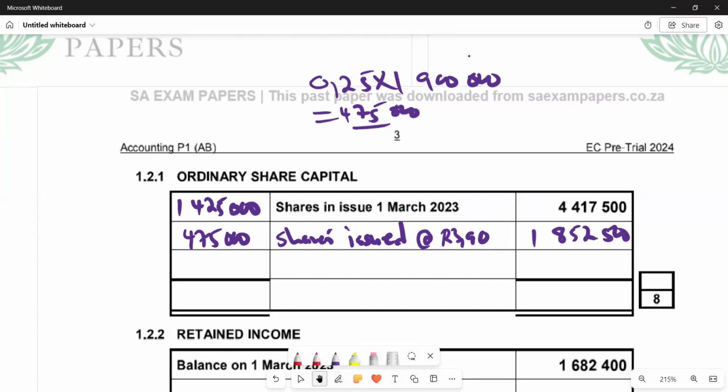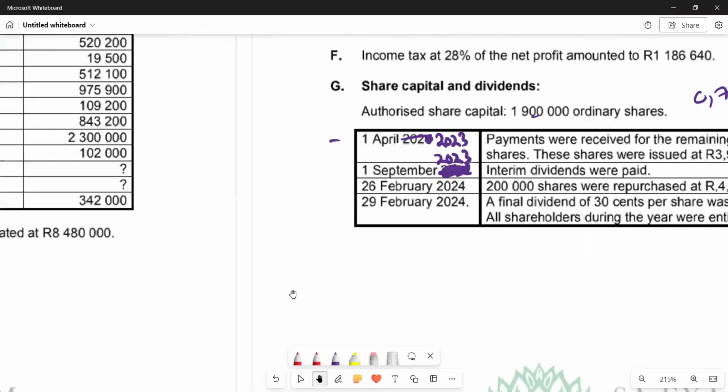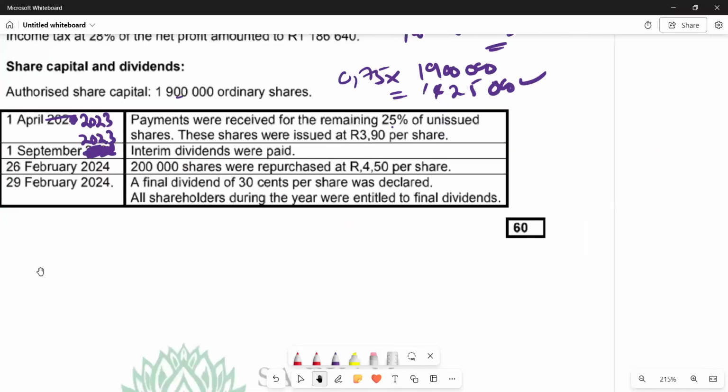1,852,500. So we can just try to verify that calculation and say 475, and then you multiply by 390. And then the answer that we are supposed to get is 1,852,500. And then you go to the next description that we are having on the information for the shares issued.